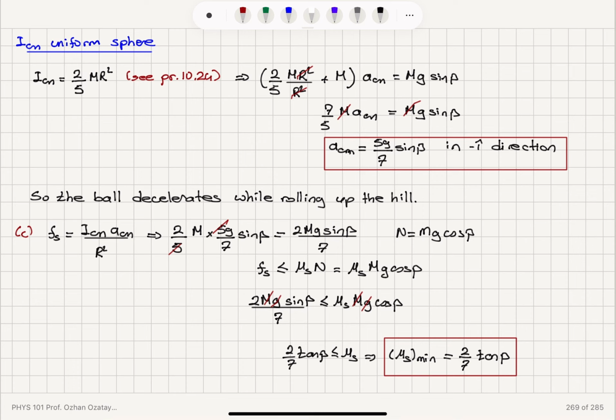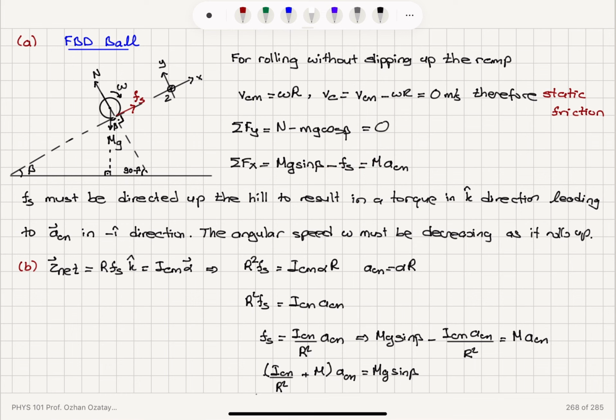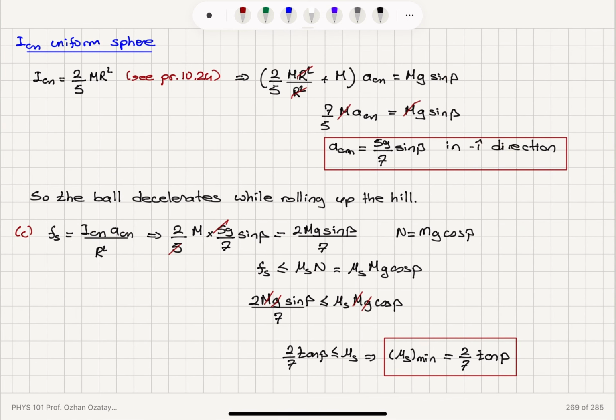And by noting that the moment of inertia of a uniform sphere for rotations about the center is 2 over 5 m r squared, we can determine the magnitude of this acceleration, 5g over 7 sine beta, and since we assumed it's pointing downward in writing this equation, it's in the minus i hat direction. And the static friction we can calculate by substituting this result in I a over r squared, and I is 2 over 5 m r squared, and this should be less or equal to coefficient of static friction times the normal force, where the normal force is mg cosine beta. So this gives us our requirement that mu s should be greater or equal to 2/7 tangent beta, giving us a minimum value 2/7 tangent beta.